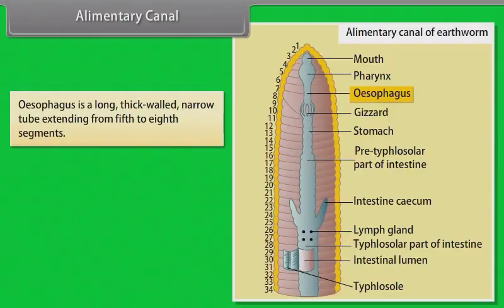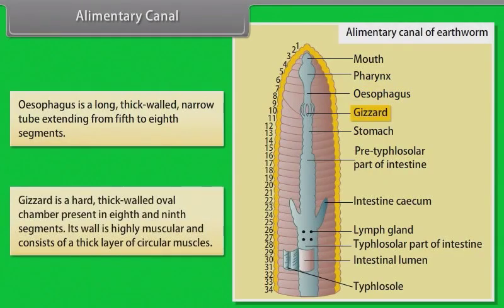Oesophagus is a long, thick-walled, narrow tube extending from 5th to 8th segment. Gizzard is a hard, thick-walled, oval chamber present in 8th and 9th segments. Its wall is highly muscular and consists of a thick layer of circular muscles.